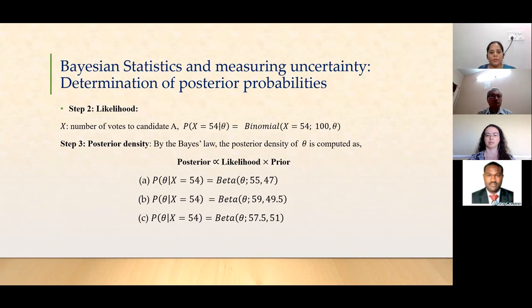Now we go for the computation of the likelihood. Let X denote the number of votes for candidate A. So the likelihood of theta given X equal to 54 votes for candidate A is the binomial probability of X equal to 54, given the number of trials as 100 and the probability of success as theta. Now we can compute the posterior density. By Bayes' law, the posterior density is proportional to likelihood times prior. So under different prior assumptions, we get different posterior densities. Now we can see the comparison between these posterior densities using a graph. I'm showing you that in the next slide.